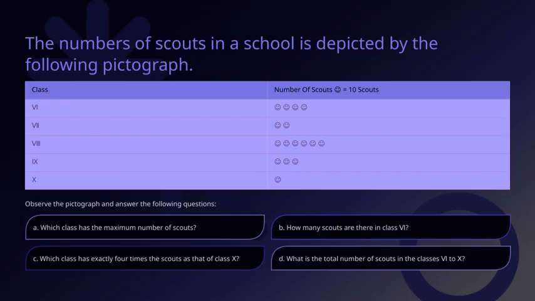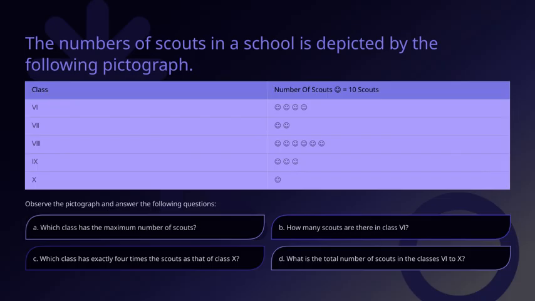Next, let's consider the question about class VI. Counting the smiley faces, class VI has 4 smiley faces, so it has 40 scouts. Now for the question about class X, which has only 1 smiley face, meaning 10 scouts. The question asks which class has exactly 4 times the number of scouts as class X, since 4 times 10 is 40. The answer is class VI, which also has 40 scouts.